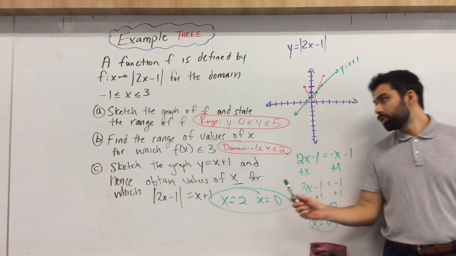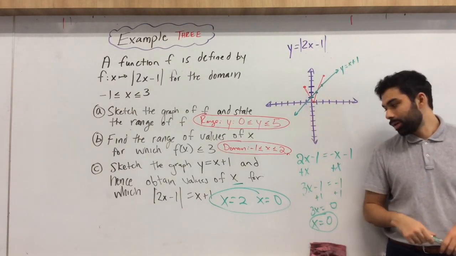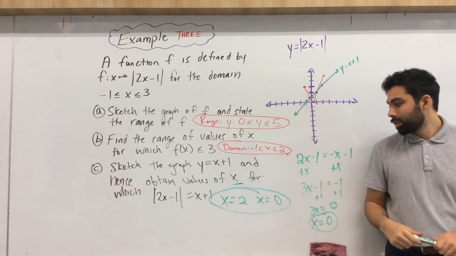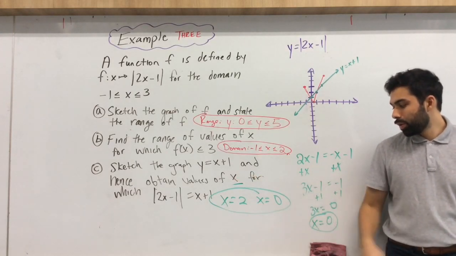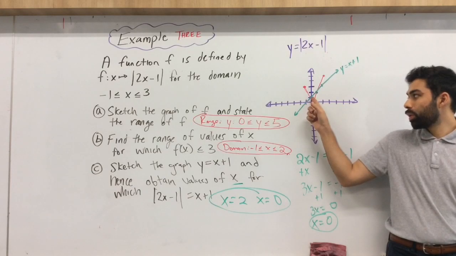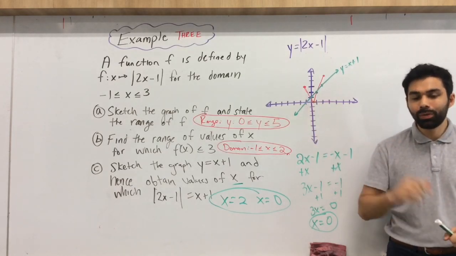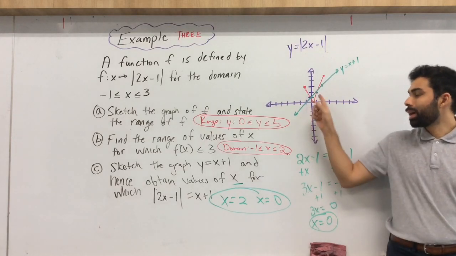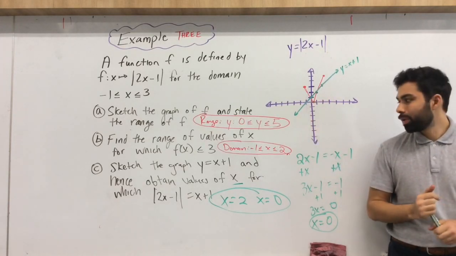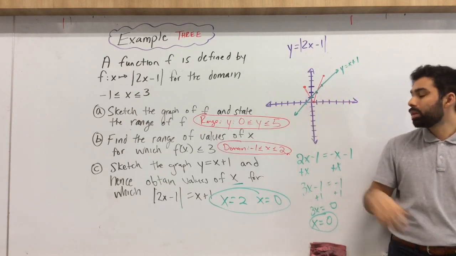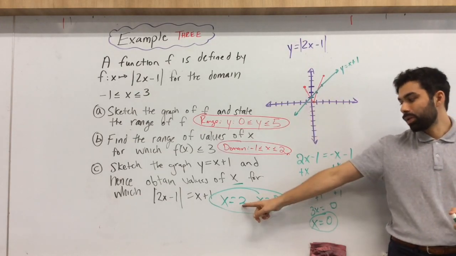I do want to mention my graph is not perfect here. These two lines will intersect at (2, 3) and (0, 1). You can see (0, 1), but (2, 3) is not quite sketched very well, so you cannot see it on the graph. But if you have a better graph, you will be able to see that where these two lines intersect, your x values are 2 and 0.